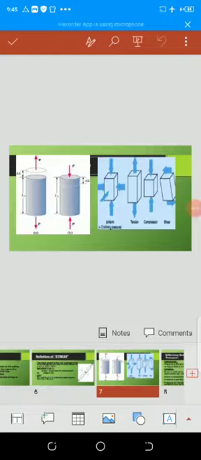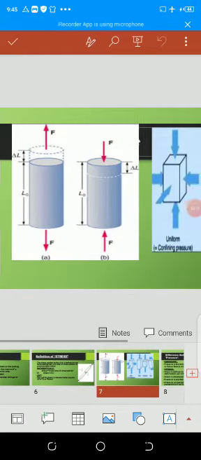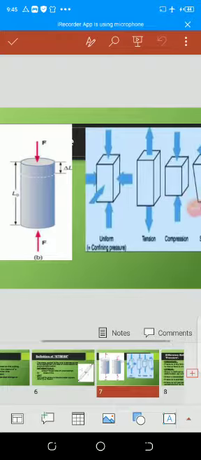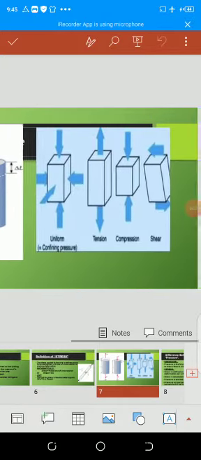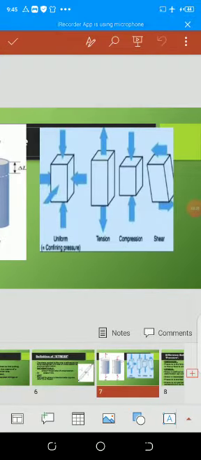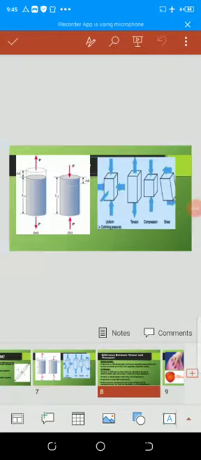You can see clearly that a force is applied in the upward direction and the downward direction, and the delta L. In figure A there is a delta L, and in figure B the delta L has changed. Now look at the uniform compression, and this is the tension in the upward and downward directions. In compression, both the directions are similar to each other. Have you seen that in this diagram?